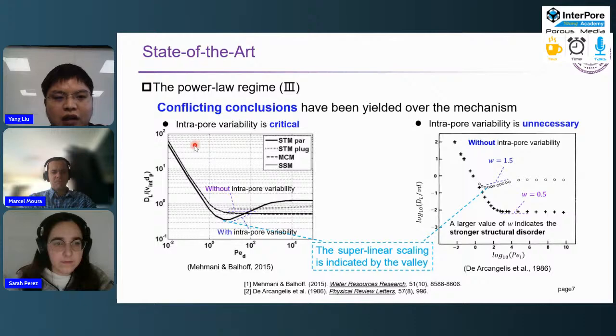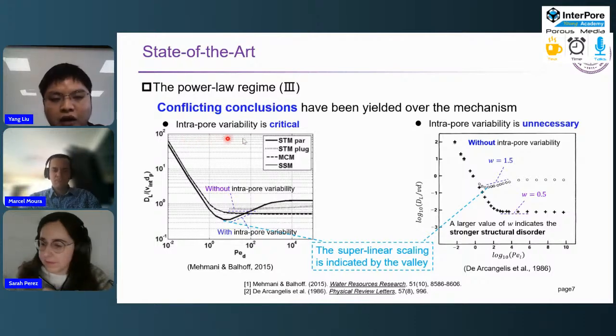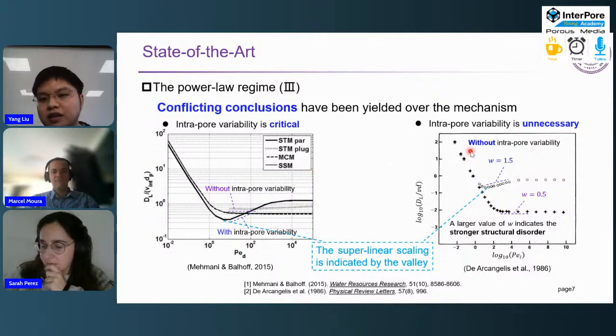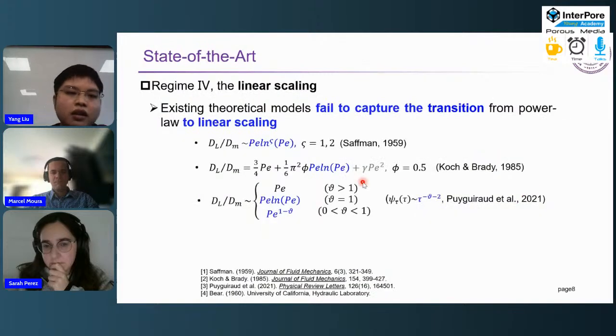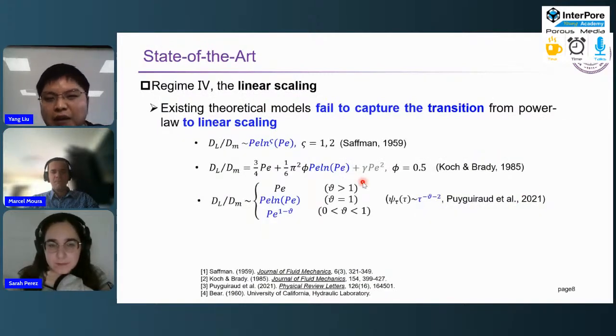Some studies have emphasized the critical role of interpore flow variability, just like the left figure shows. Their results have shown that the superlinear power law only occurs when the interpore flow variability is incorporated into the simulation. In contrast, some other studies have shown that even without the interpore flow variability, just as shown in the right figure, the power law scaling can still occur, provided that the structural disorder reaches a certain value.